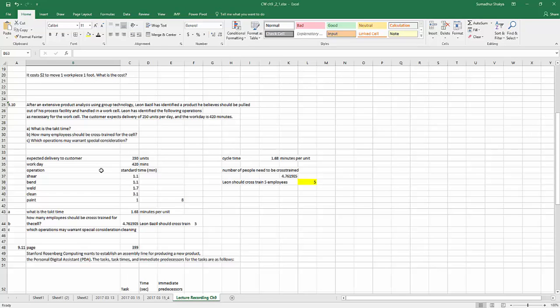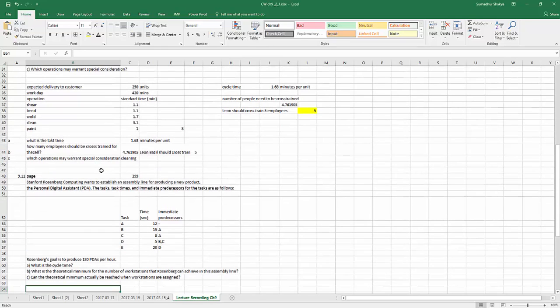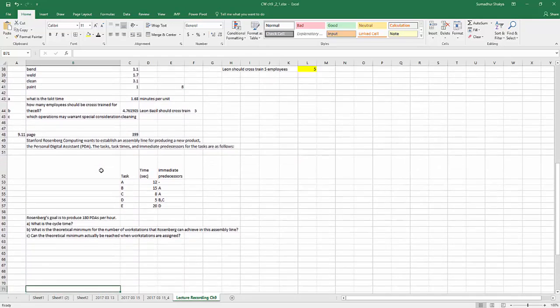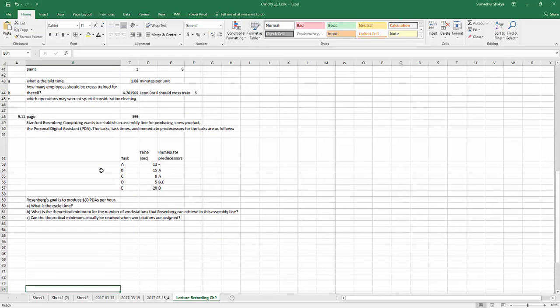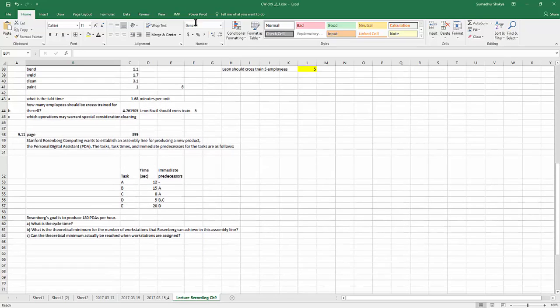In addition to calculating cycle times or the number of workstations or the number of people that need to be cross-trained, we'll have the combined condition of the precedence of the activities, where certain activities have to be completed before some other activities can be started. So in this case, we are given the task and the time it takes. We are also given the immediate predecessors.